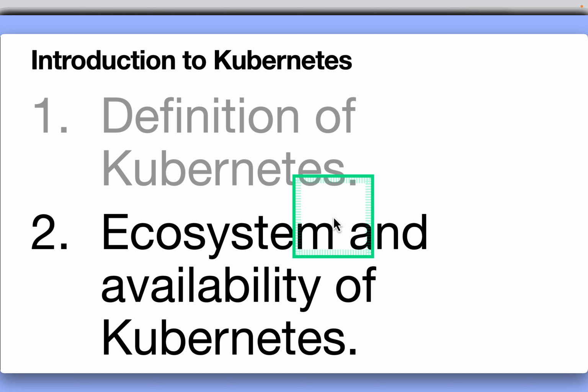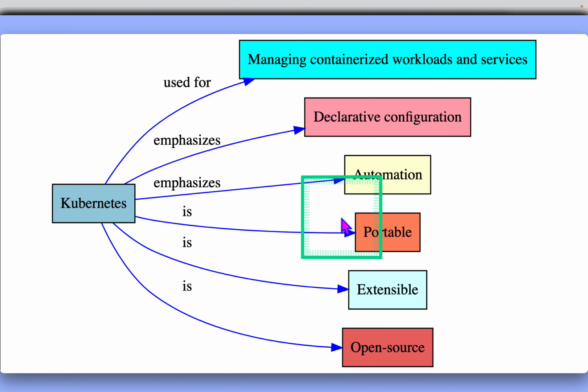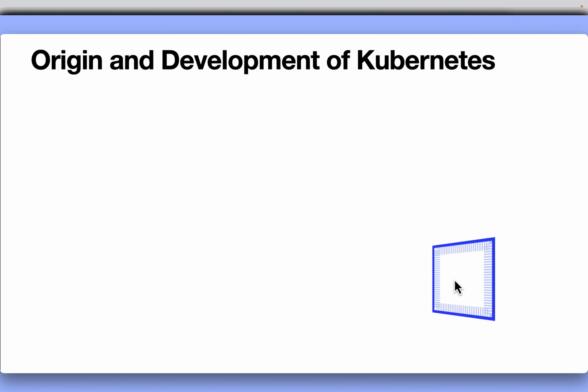Kubernetes boasts a large and rapidly growing ecosystem. Its services, support and tools are extensively available due to its open source nature. And Kubernetes is used for managing containerized workloads and services. It emphasizes declarative configuration, emphasizes automation, and is portable, extensible and open source.